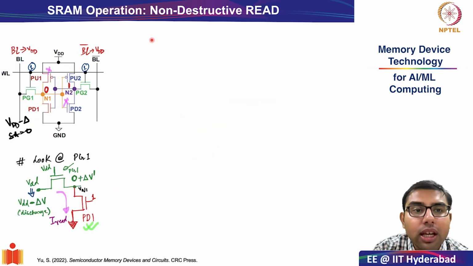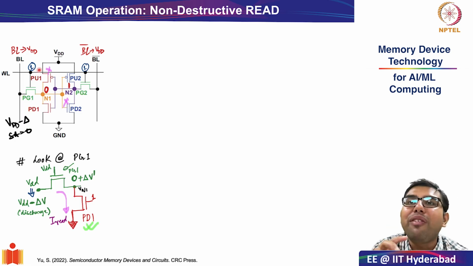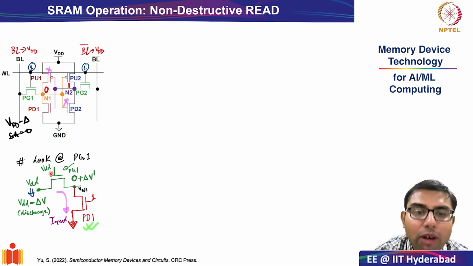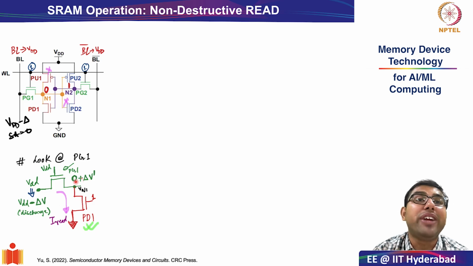So very simple to see. In our previous example, all the activity was happening only in PG1 and PD1. So let us analyze that loop only. Remember, the only active cells when you had storage node N1 at 0 and N2 at 1 were PG1 and PD1. So let's look at what is happening at PG1. As we described, because there was a read current, your voltage at N1 increased a little from 0 to plus delta V dash. And the bit line was discharging from VDD to VDD minus delta V.